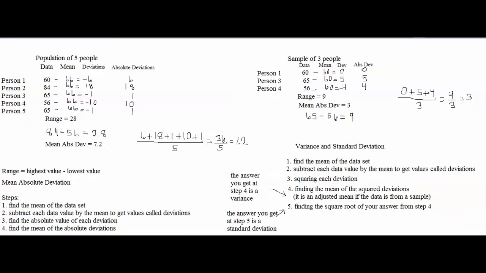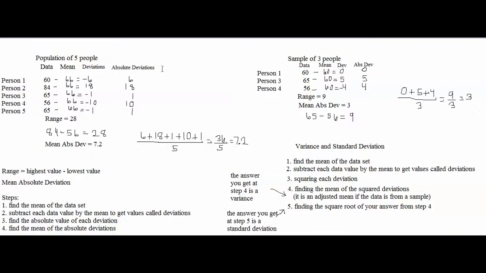Let's find the variance and standard deviation of the entire population. Step 1 is finding the mean of the data set. We already have the mean of the population. We found out that the mean was 66. So we've already finished step 1. We've also already finished step 2 because we already have deviations. We already subtracted each number by the mean. We can move on to step 3, which is squaring each deviation.